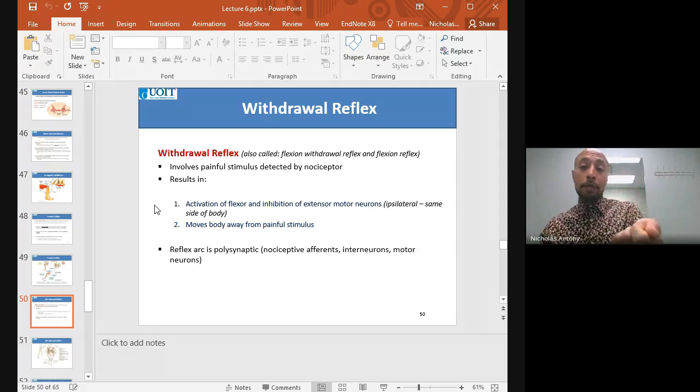When you grab a hot pan, you immediately flex away from it. You're withdrawing your limb from pain. And then you would look at it, correct. Different reflex, but yes, that's correct.